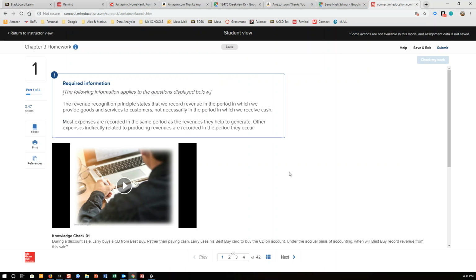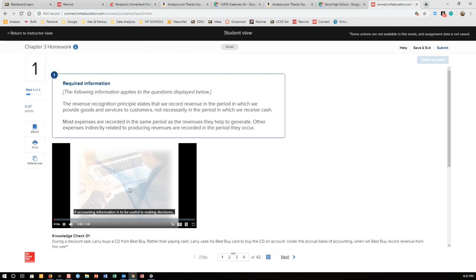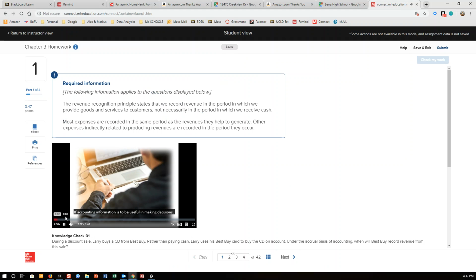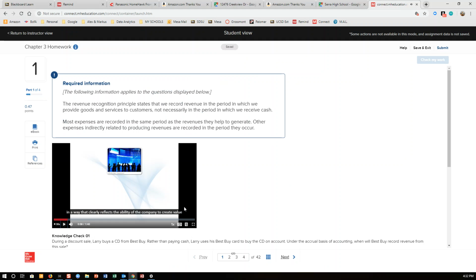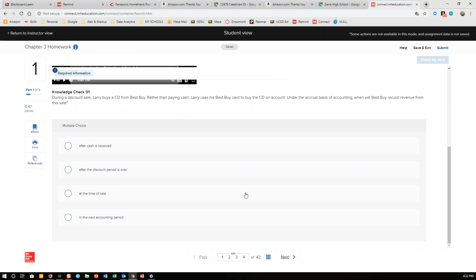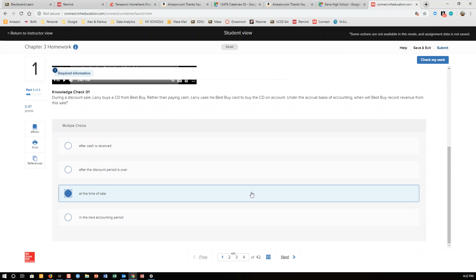All right, and then, okay, remember, these are the new assignment types, so this is all fine and dandy. If accounting information is to be useful in making the ability of the... Love these, okay, but then what you'll see, and I'm actually on a big monitor, which students don't even have this much real estate usually in their computers, but anyway, you have to scroll down to see the knowledge check. So I happen to know that's the right answer.